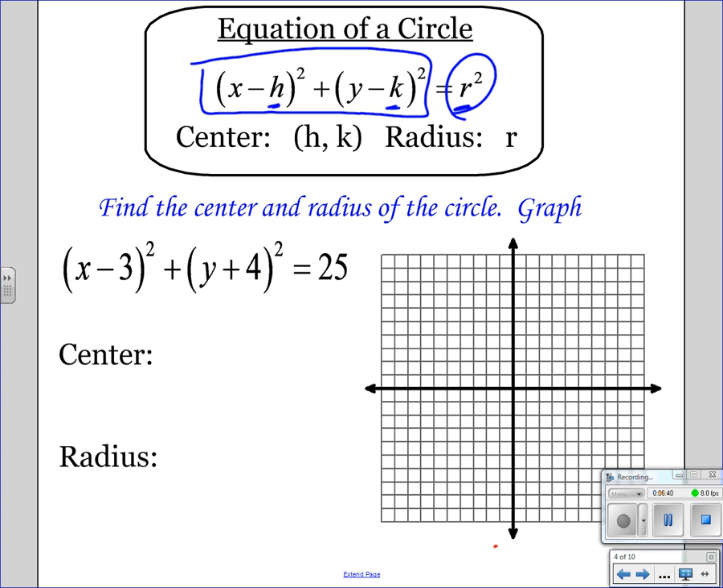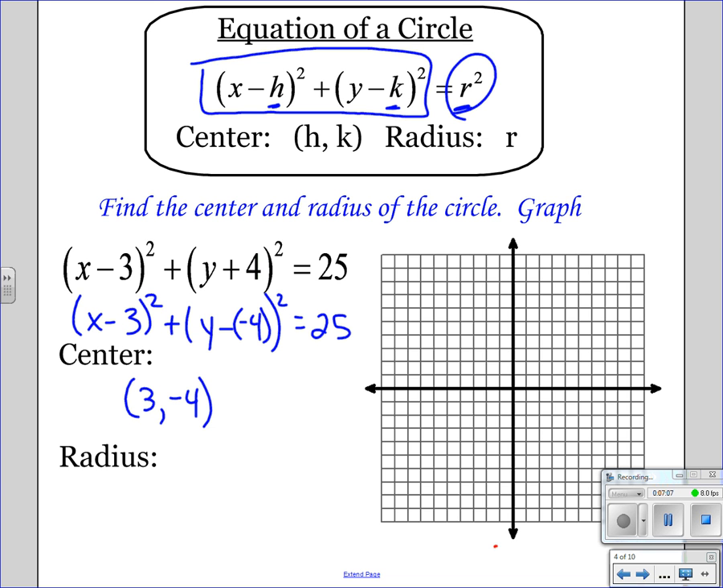What I often tell my students about the center is that it is the opposite of what it looks like. If it's x minus 3, remember to put it in this form, x minus 3, I don't have to change anything. But if it's plus, we know y minus a -4 gets us into that h and k form. That means our center is 3, -4. So if I need to graph that, I put down the point 3, -4.